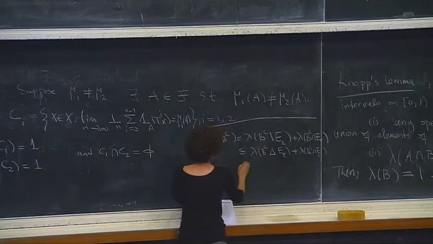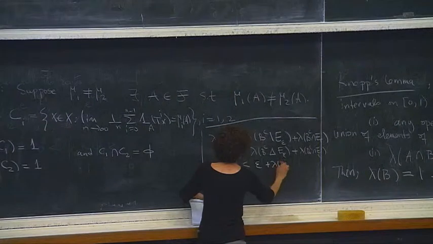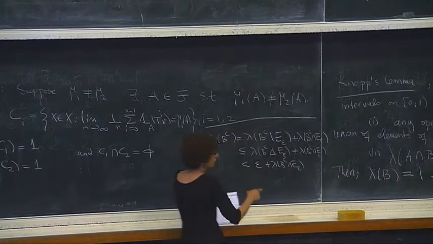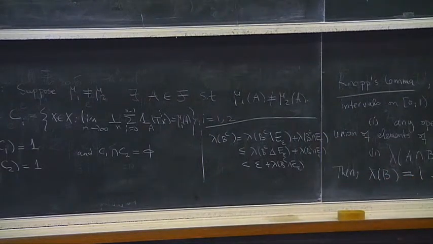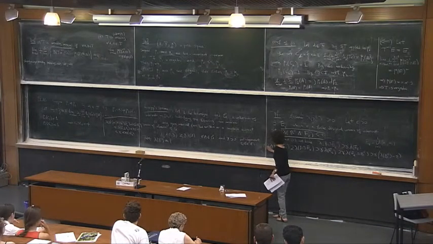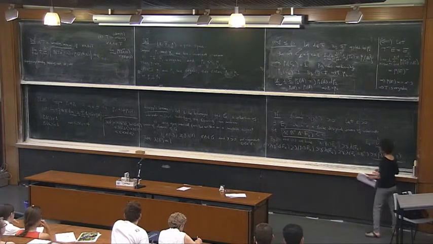And this is less than epsilon. And I just moved the epsilon there, so that comes from here. And also from our assumption, this is less than epsilon. So you have epsilon is greater than this, and it's less than this.